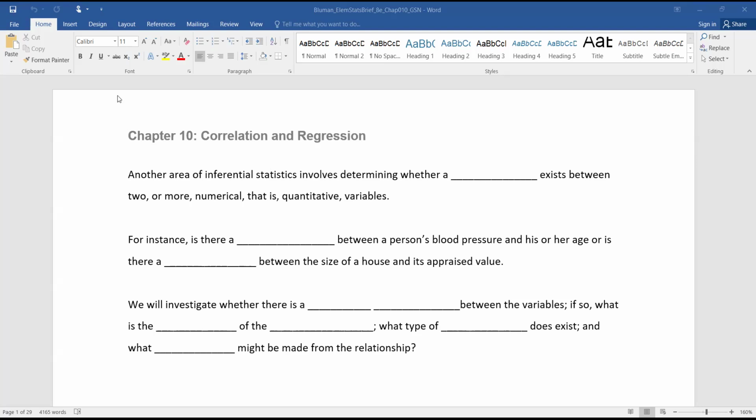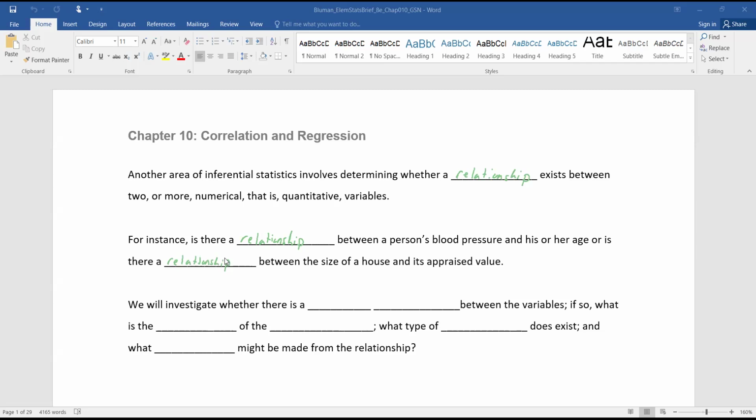All right, here we go. So, another area of inferential statistics involves determining whether a relationship exists between two or more numerical, that is, quantitative variables. For instance, is there a relationship between a person's blood pressure and his or her age, or is there a relationship between the size of a house and its appraised value?